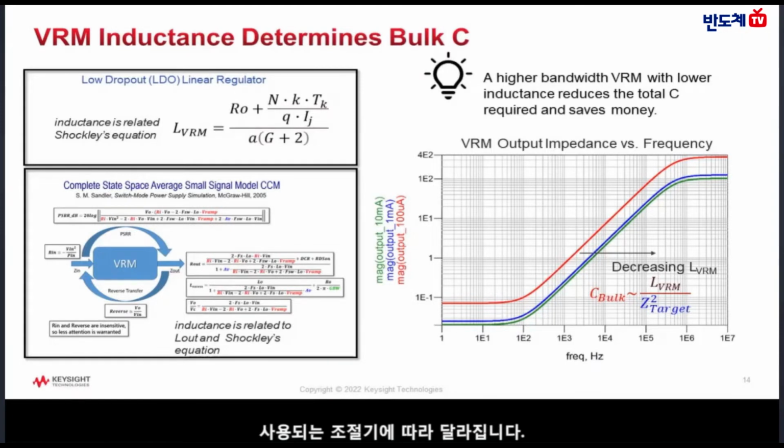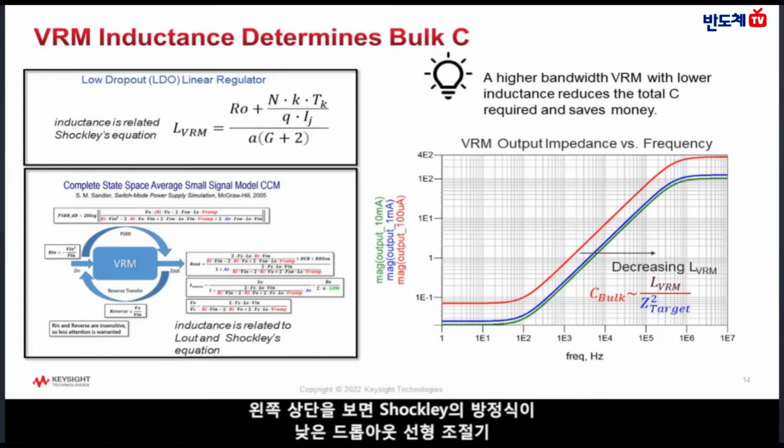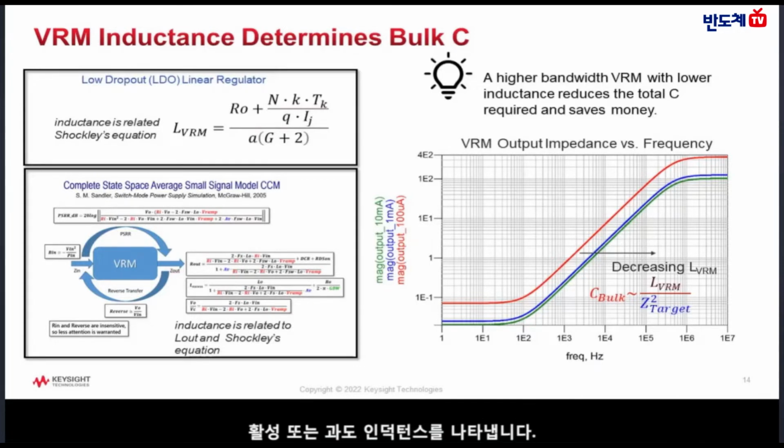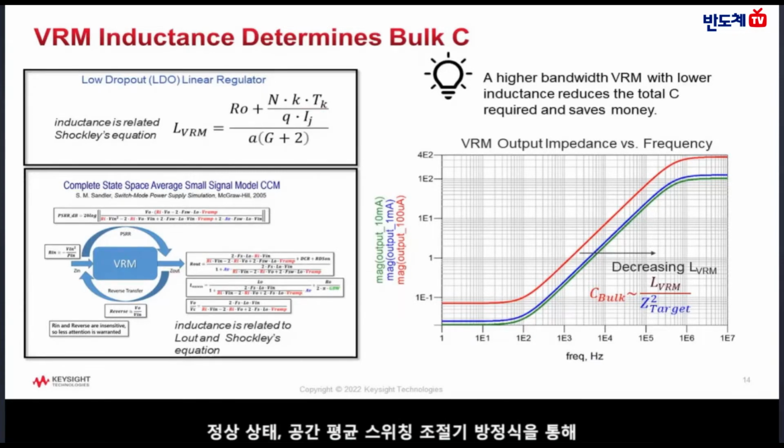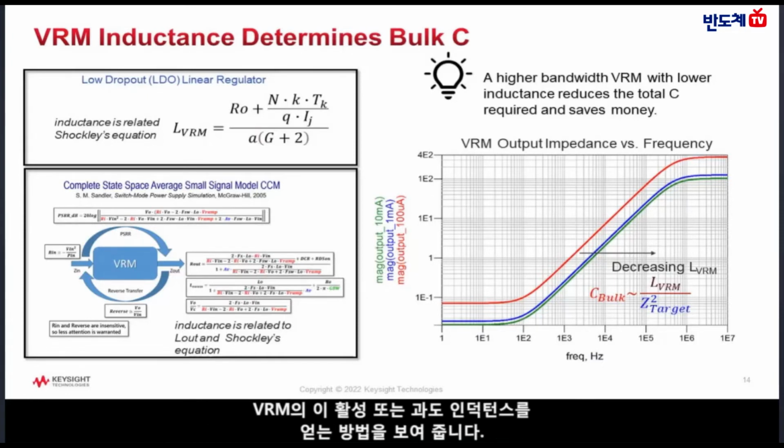The equations that solve for the active inductance of the VRM will depend on the type of regulator being used. In the top left, the low dropout linear regulator active or excess inductance is described by Shockley's equation. The switching regulator shown on the bottom left is a bit more complicated. Steve Sandler, in his book Switched Mode Power Supply Simulation, shows how the steady state space average switching regulator equations can be solved for this active or excess inductance of the VRM.